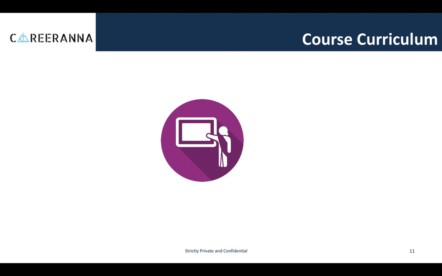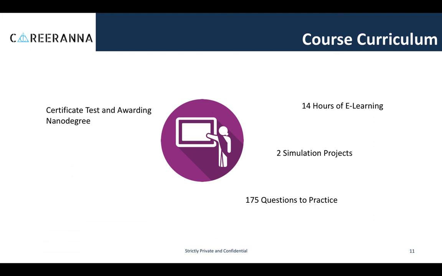Towards the end, I would like to highlight the course curriculum for this particular certificate course on data science with Python. It comprises 14 hours of e-learning. There would be 2 simulation projects which would be offered to you post the completion of 14 hours of e-learning. We will be providing you 175 questions to practice to ensure that you have learned and developed the right concepts for data science with Python. At the end of the course, you will be offered a certificate once you clear the exam, and this certificate would be nothing less than the Nanodegree in data science with Python.